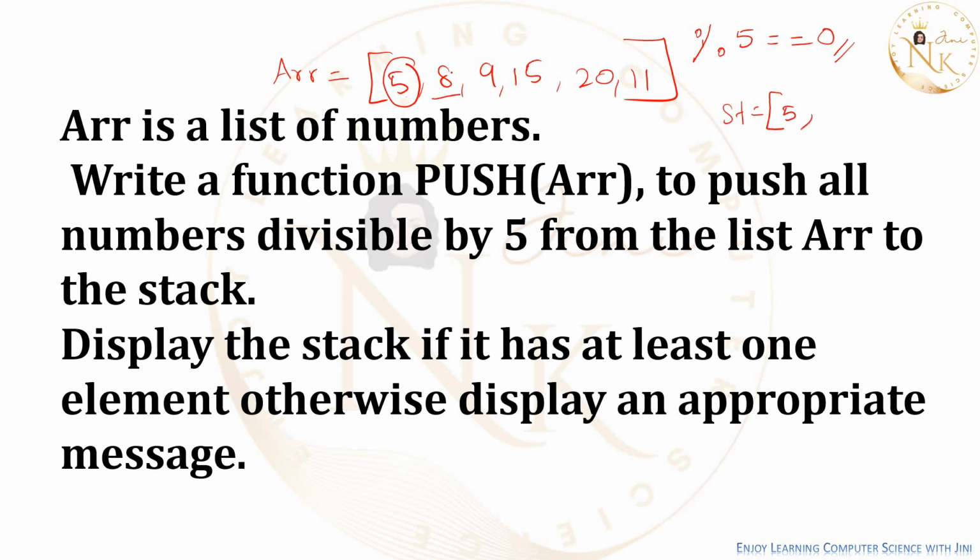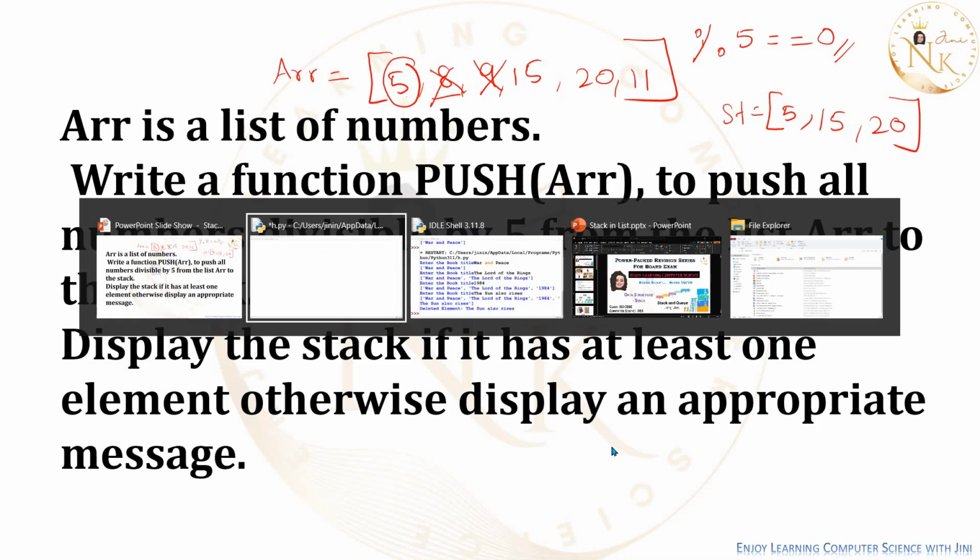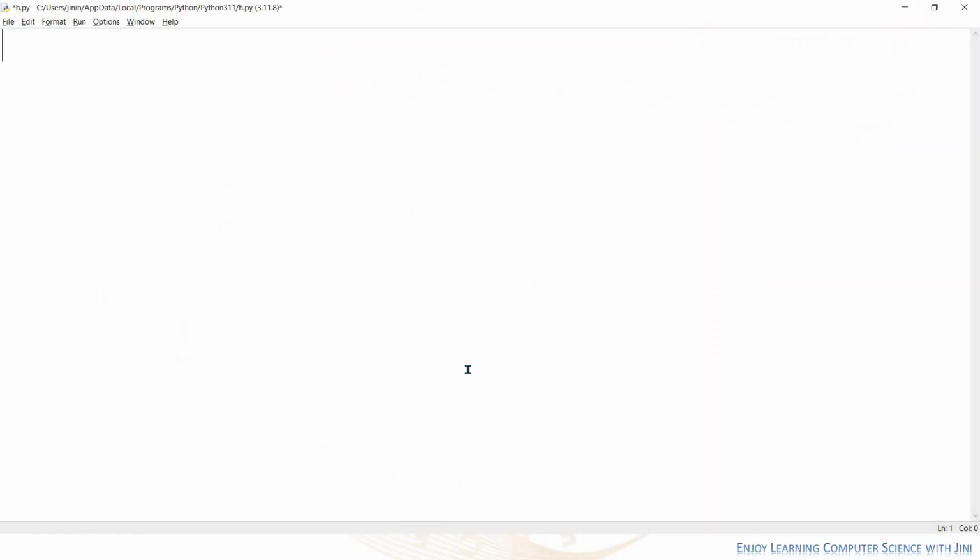Okay. Now 8 is not divisible. No need to add. Again 15 is divisible. 20 is divisible. So you check for divisibility and then push that number into the stack. Let's do this program quickly. And finally you have to display the stack if it has at least one element. Otherwise display an appropriate message. Okay. So let's do it.